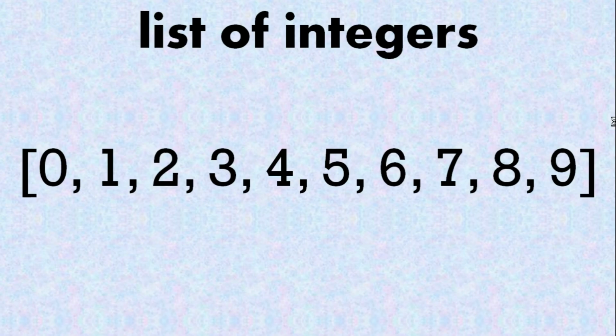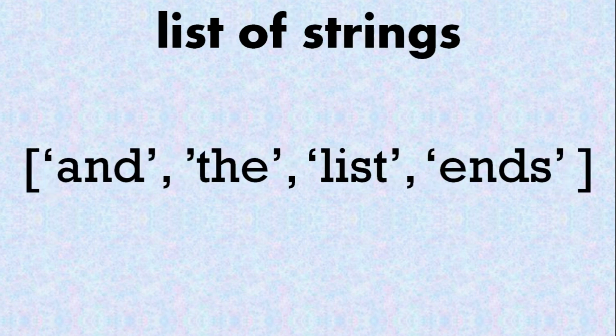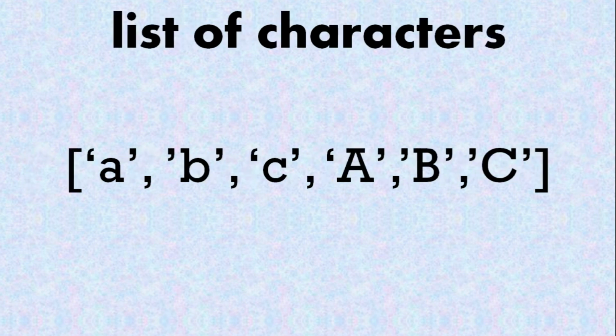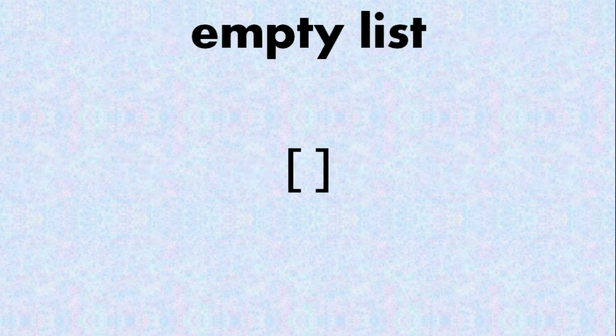So a list is a collection of items. In Python, we can have a list of integers, a list of floating point numbers, floats, a list of strings, list of characters. Here's a list of items. We have strings, we have integers, and we have floats. Here's an empty list. Here's a list of lists.